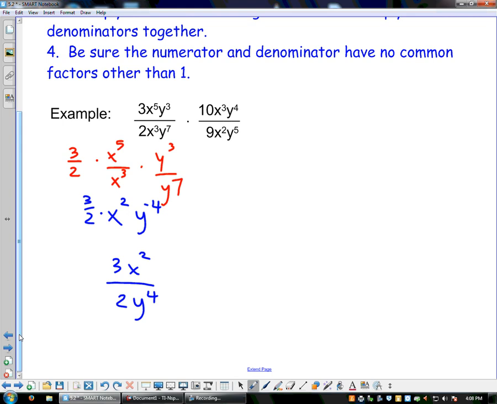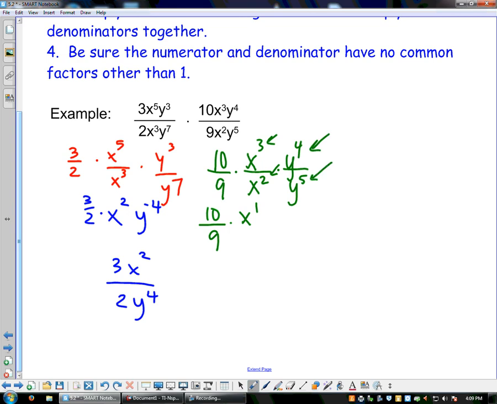Let's simplify the second part here. So again, we can think of this as 10 over 9 times x to the third over x to the second, times y to the fourth over y to the fifth. Doing that same process, 10 over 9 does not reduce, so that's going to stay. X to the third over x to the second, 3 minus 2, becomes x to the first. And for my y's, y to the fourth minus y to the fifth would give me y to the negative 1. So this is really 10x to the first, if you want to put that there, over 9y to the first. Again, this negative y has to go to the denominator.